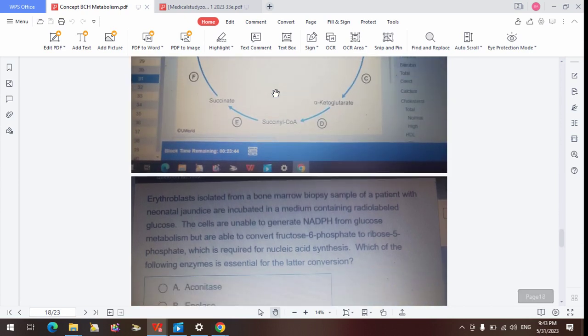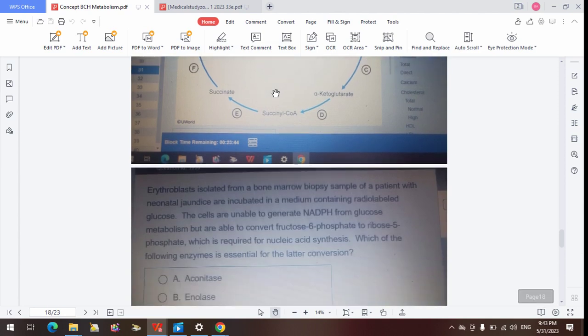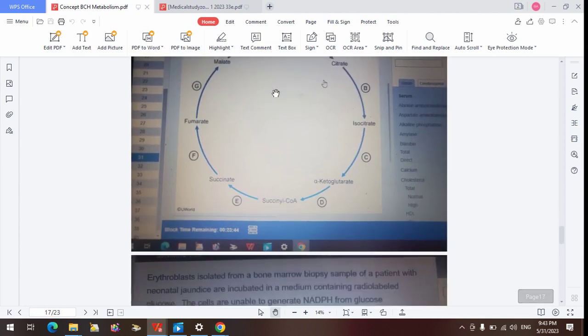So as I was saying, you guys should not forget: succinyl CoA going to succinate generates the GTP, succinate to fumarate generates the FADH2, and malate to oxaloacetate generates the last NADH. Yeah. So we have answered that question already.